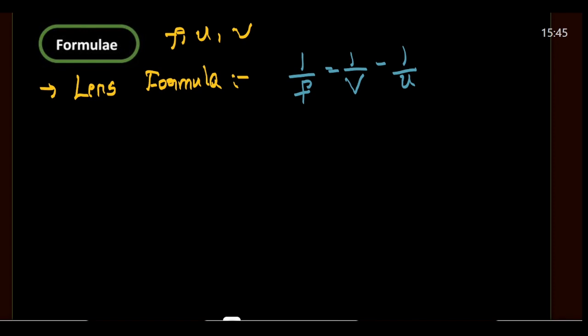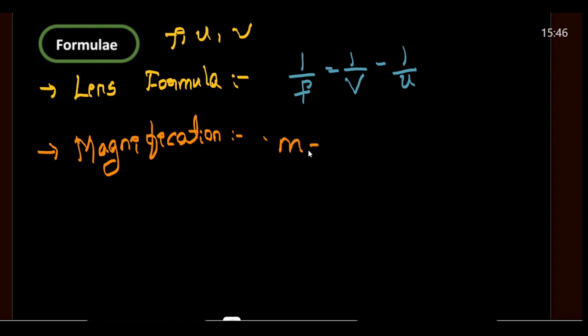And one more important formula we have in this chapter is magnification. Got it? Magnification m is equal to h i by h o. It is the same for spherical mirrors too. But here we don't have a sign for this relation. In spherical mirrors we will get plus, right? But here we have minus. So note this carefully. And the next one is the lens maker's formula.